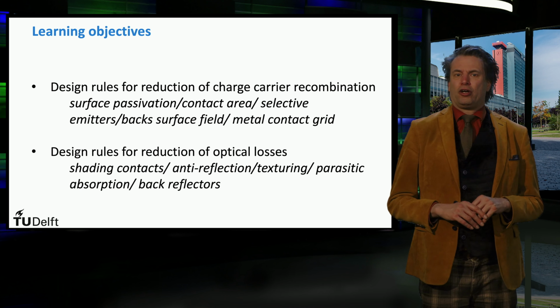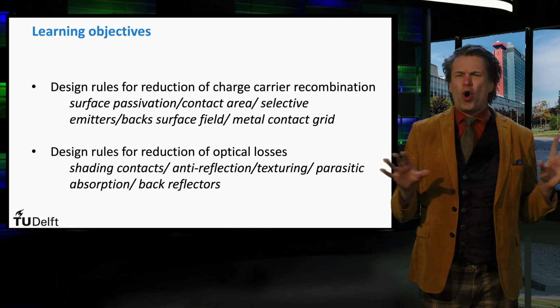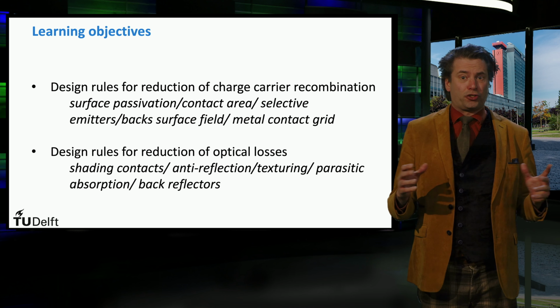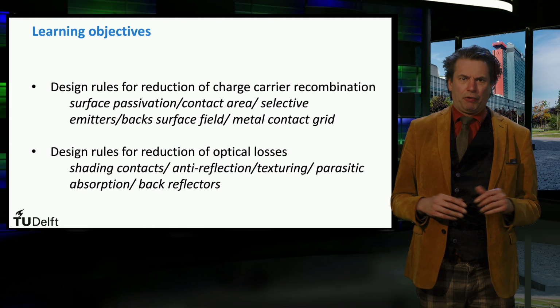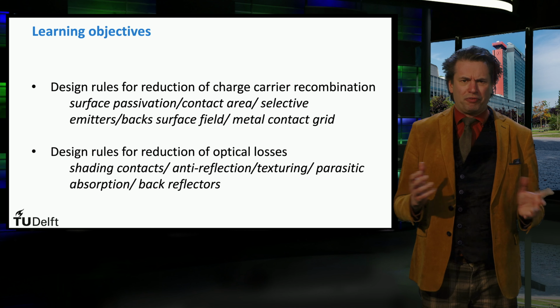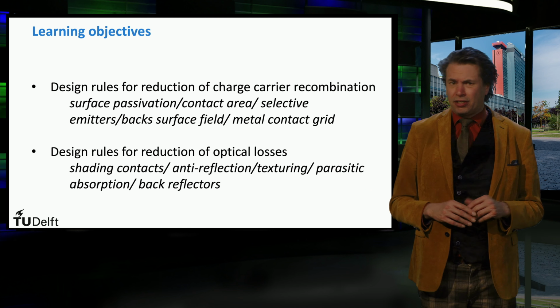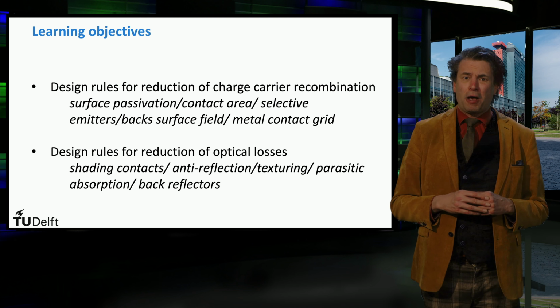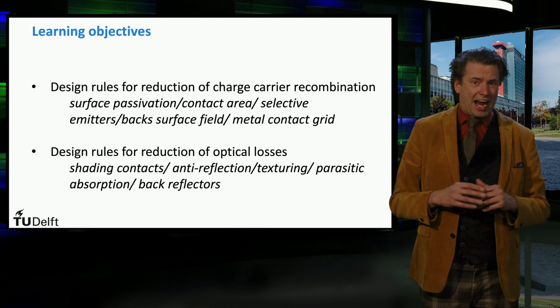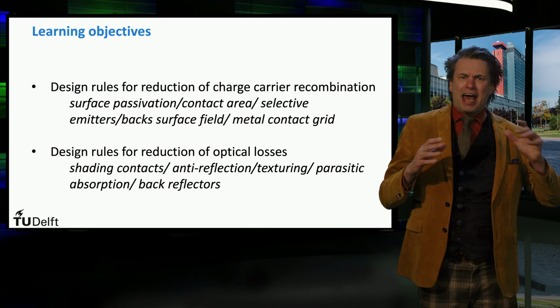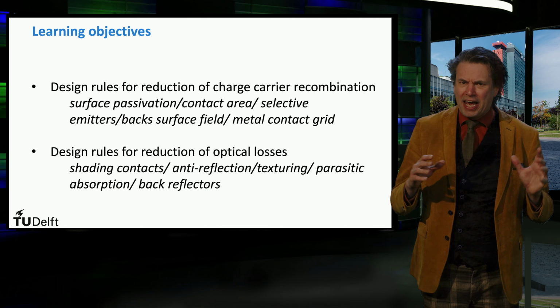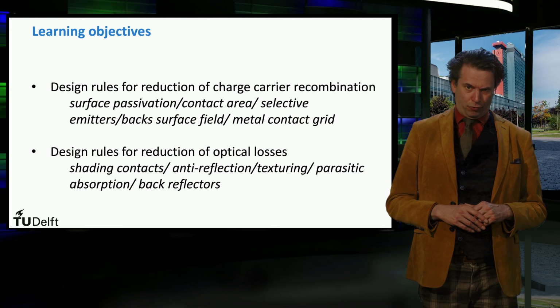The second learning objective is to understand all design rules related to the reduction of optical losses. We will discuss how shading contacts, anti-reflection coating, texturing surface and interfaces, parasitic absorption by non-active photovoltaic layers and back reflectors play a role in this design rule.